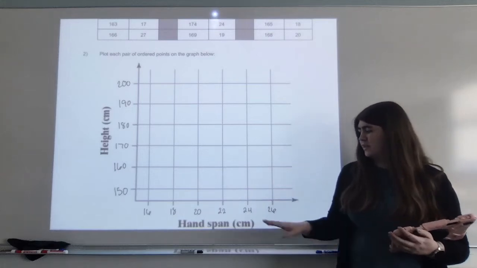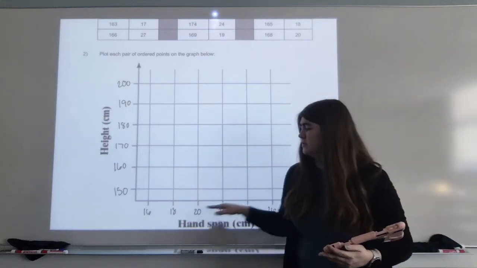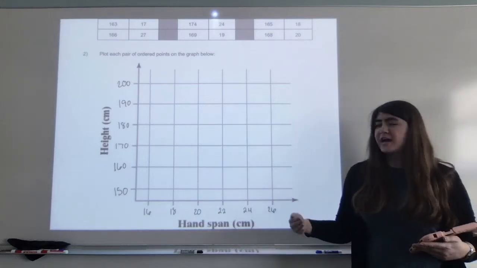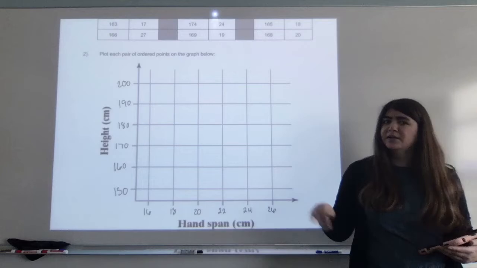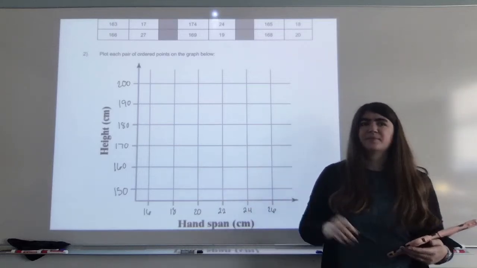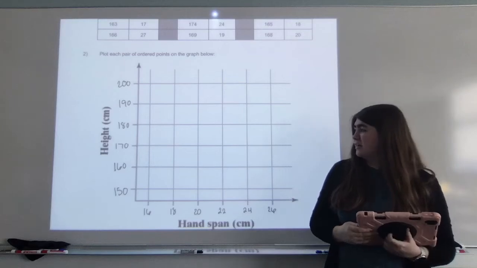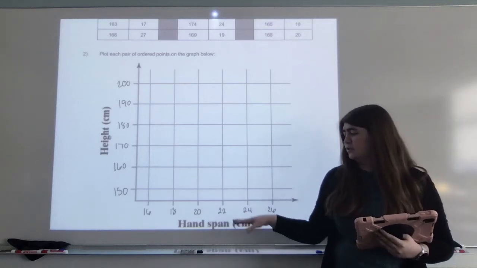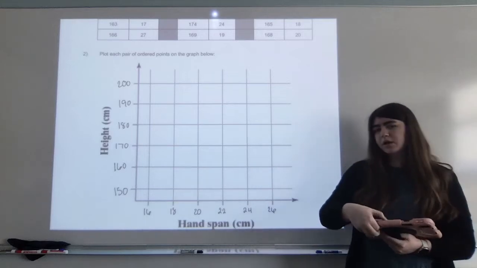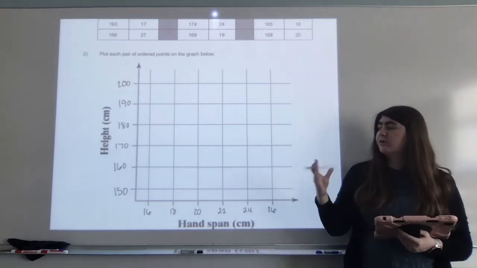I will mention that the original scales would have been good if the average heights were quite a bit shorter, and the same with the hand span if our hands were a little bit smaller. That is not going to work with our data, so I recommend that you change that now, otherwise your graph is going to be a little confusing. So now we're going to go ahead and create our scatter plot.